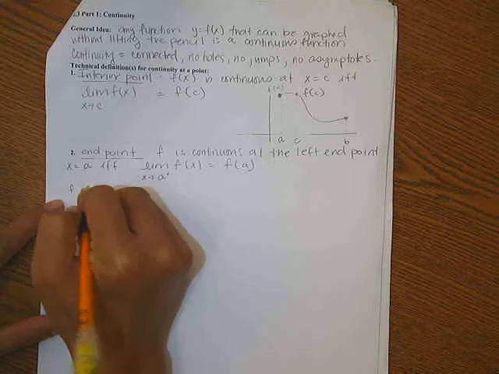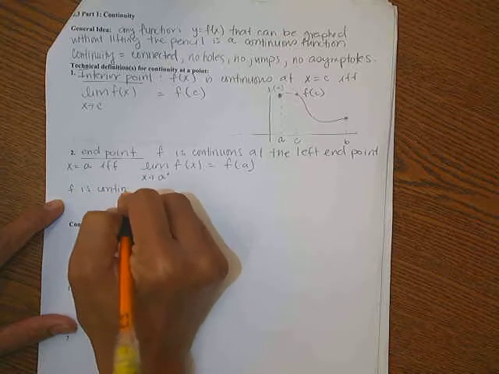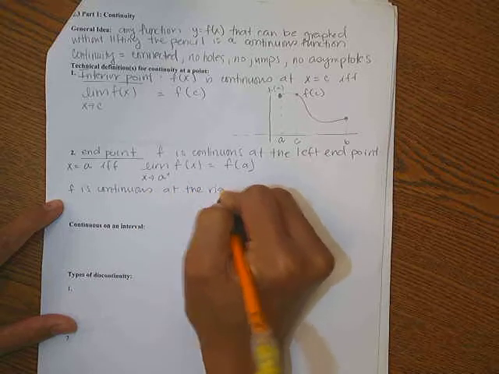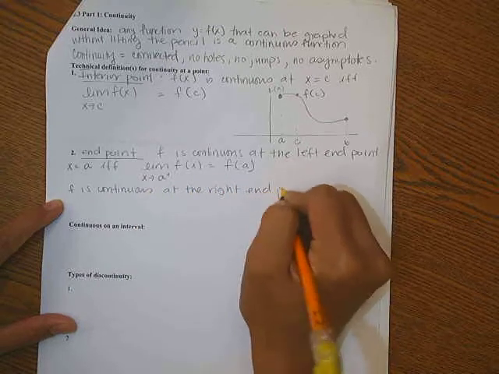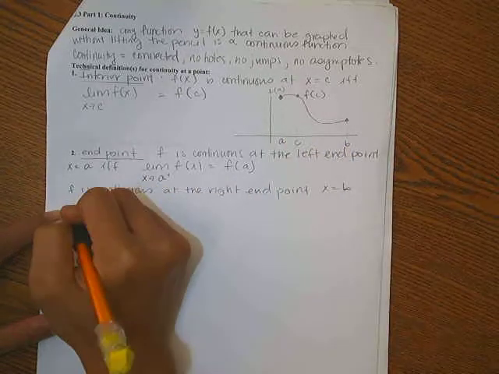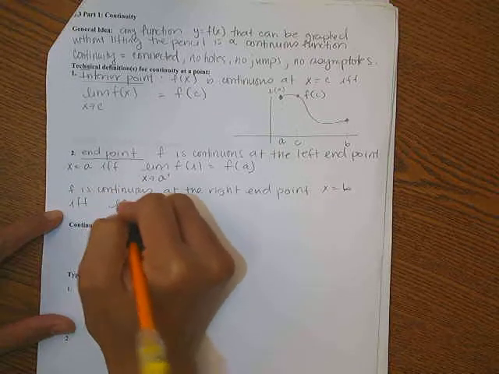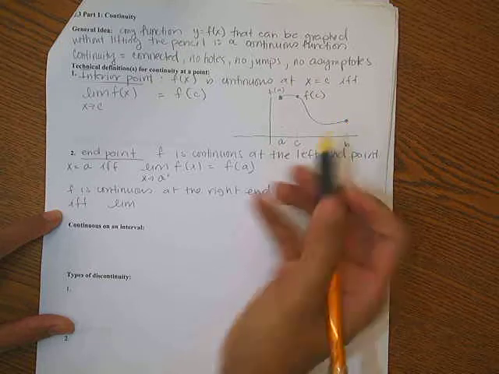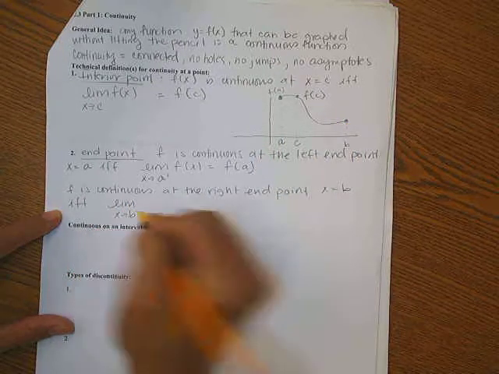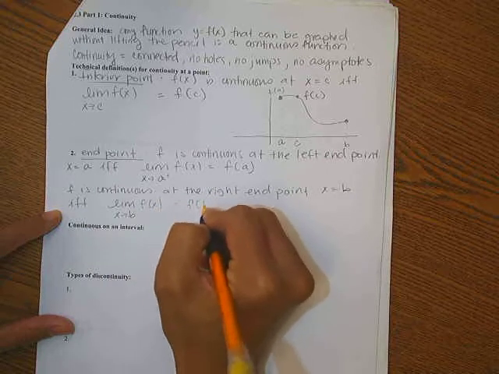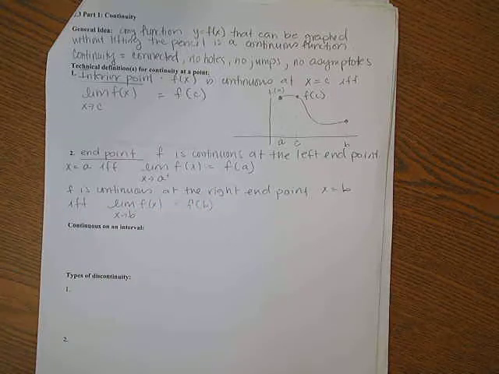F is continuous at the right endpoint. Since I have A and B, let's call it x equals B, if and only if the limit, here's B, as x approaches B from the left of this function f of x equals f of B. So this is then continuous from A to B inclusive.